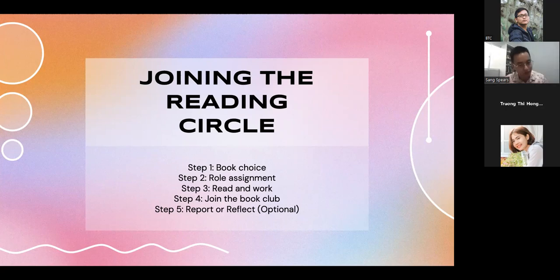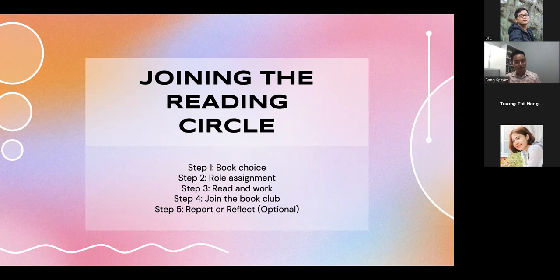So step 1 of the reading circle should start with book choice. The students should share the same books. So first, the teacher really needs to know their levels and their interests, so that the teacher can introduce some books that they can read together, and later they can conduct the reading circle or the reading club together. And second, it would be role assignment. There would be 6 roles in the reading circle, which will be presented later.